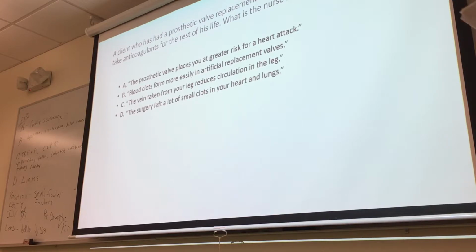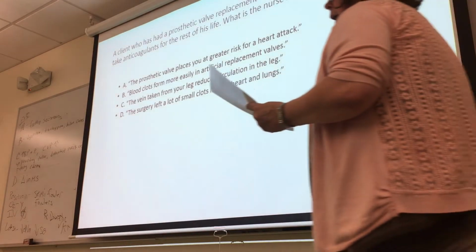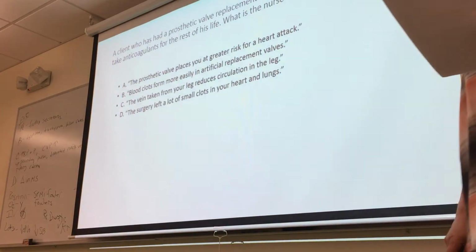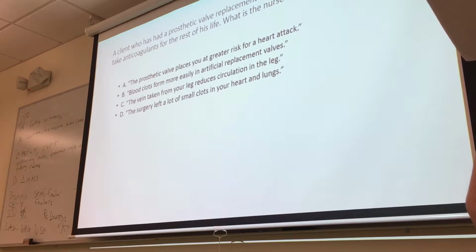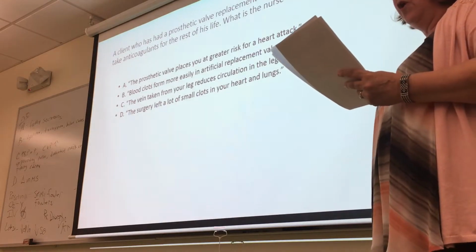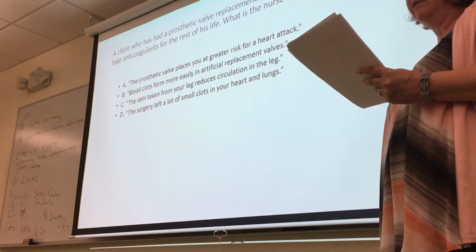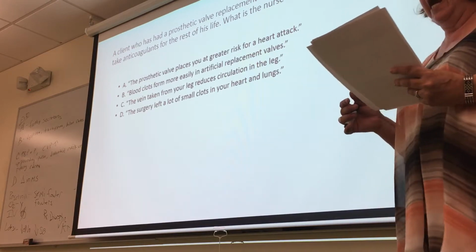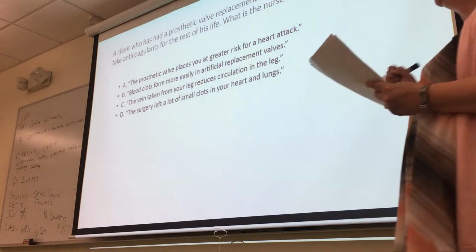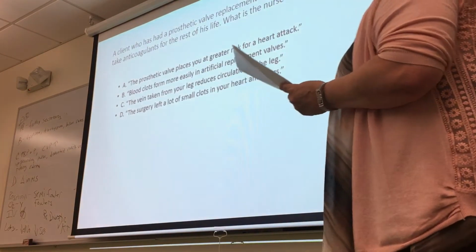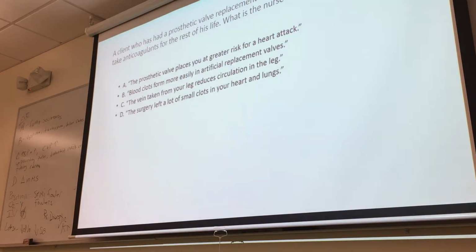A client who's had a prosthetic valve replacement asks the nurse why he must take anticoagulants for the rest of his life. What is the nurse's best response? A, the prosthetic valve placed you at greater risk for a heart attack. B, blood clots form more easily in artificial replacement valves. C, the vein taken from your leg reduces circulation in the leg. D, the surgery left a lot of small clots in your heart and lung. So why do they take anticoagulants? B. Because of the artificial valve, blood clots form more easily.